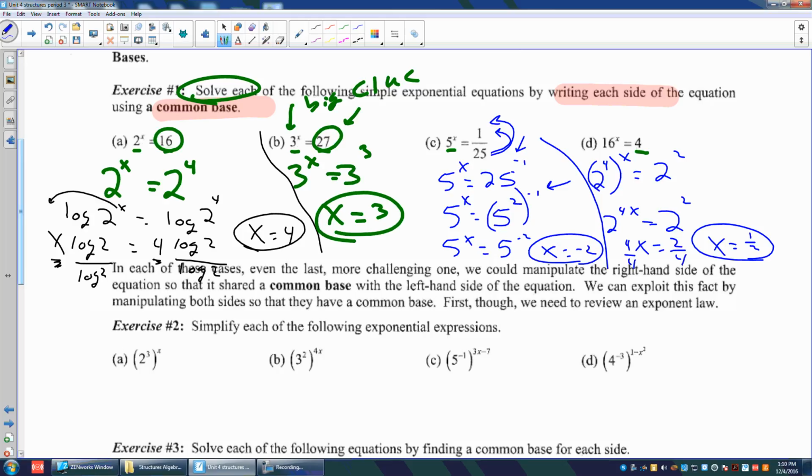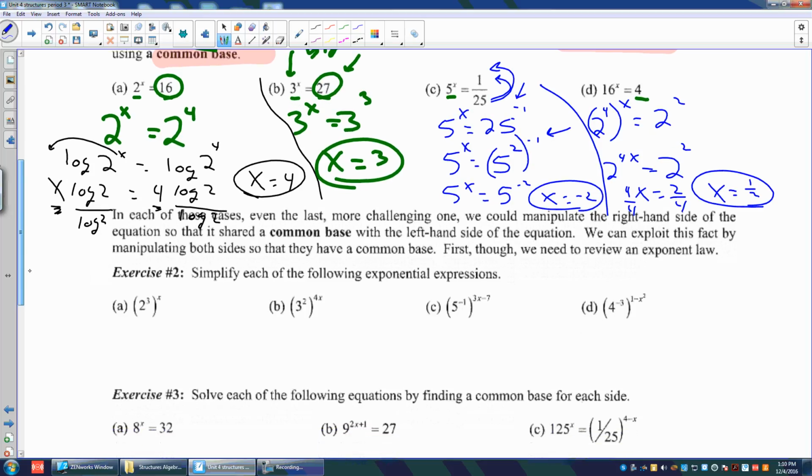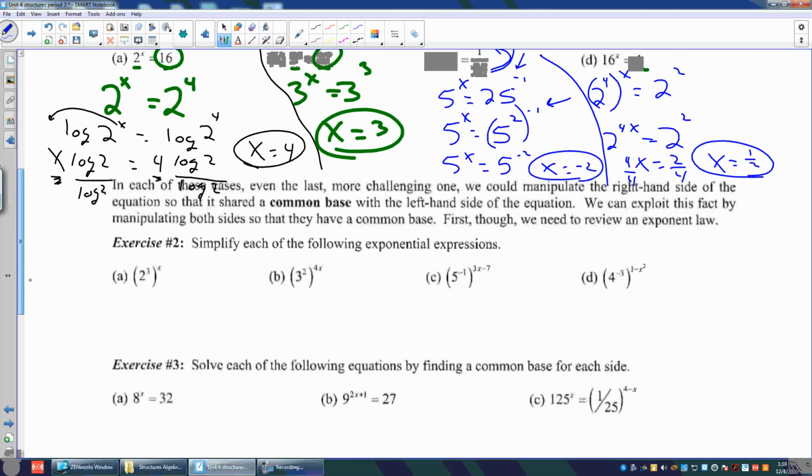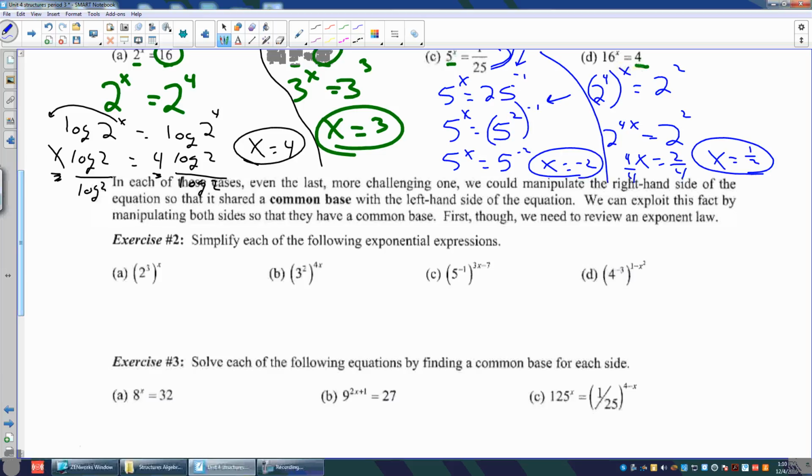In each of these cases, even the last one, the more challenging one, we could manipulate the right side of the equation so it shares a common base with the left side of the equation. We can exploit the fact by manipulating both sides so they have a common base.